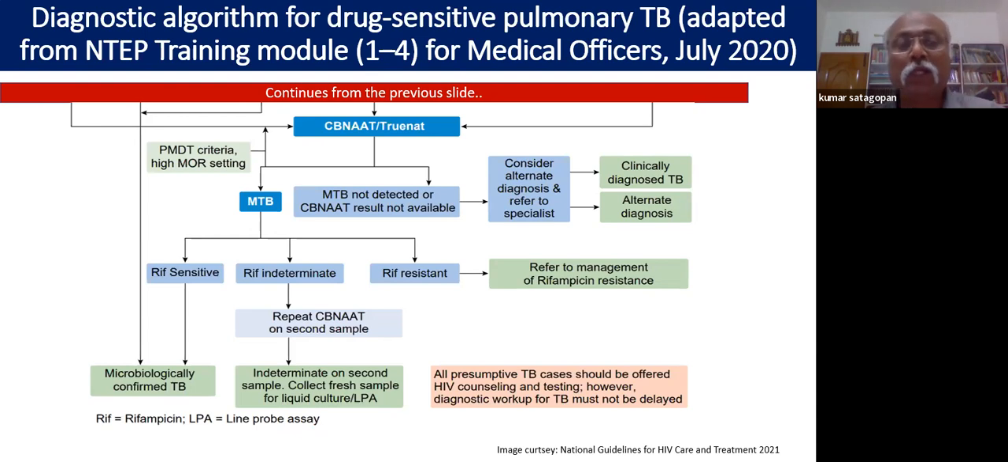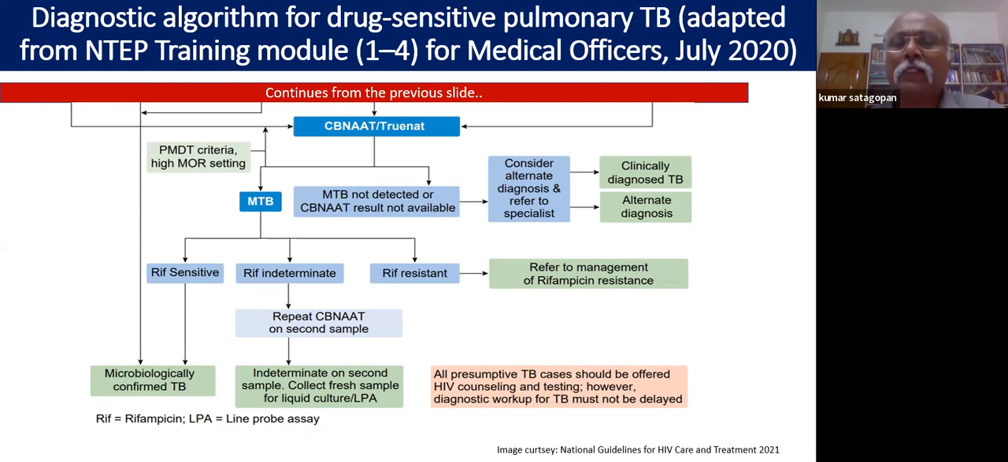Even if it is RIF sensitive, we should not be happy. Even though we are confirming drug sensitive TB, we have to find out the INH sensitivity, because we have a separate regimen for INH resistant TB: 6 to 9 months with a quinolone, where INH is substituted by quinolone. Then RIF indeterminate means we repeat the CBNAAT on a second sample, or go for a higher liquid culture or LPA at the higher center.